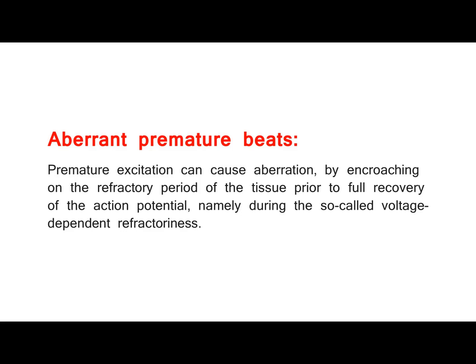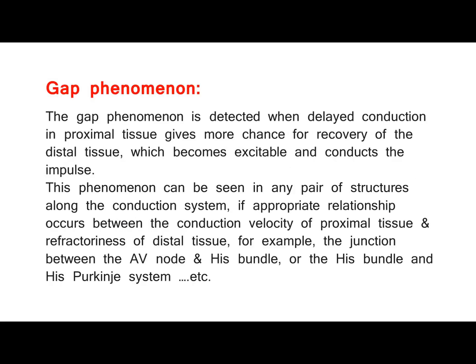Aberrant premature beats. Premature excitation can cause aberration, by encroaching on the refractory period of the tissue prior to full recovery of the action potential, namely during the so-called voltage-dependent refractoriness. Gap phenomenon. The gap phenomenon is detected when delayed conduction in proximal tissue gives more chance for recovery of the distal tissue, which becomes excitable and conducts the impulse.